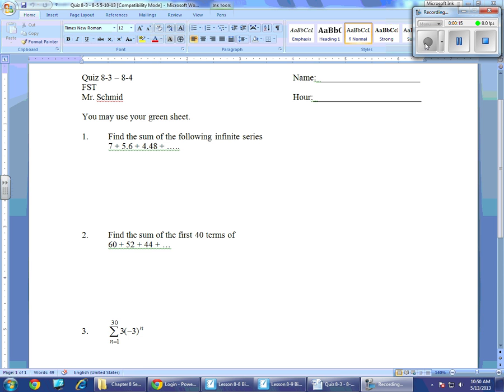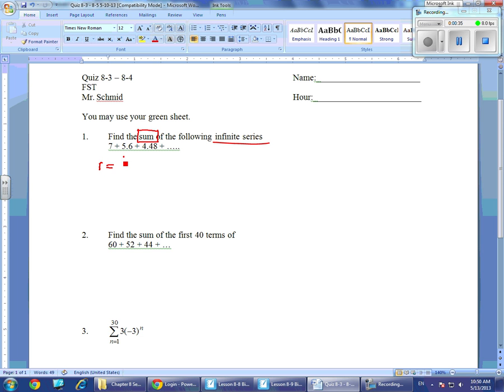So for the first one, notice you are looking at an infinite series, okay? And you are looking at the sum of this infinite series. Now, the first thing I would do is look at the numbers and check out the pattern. So the pattern, it's not a constant difference. You're not subtracting the same amount every time. So what I would look for is a constant ratio.